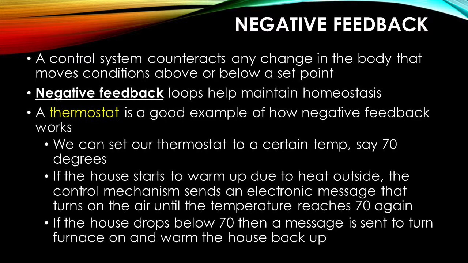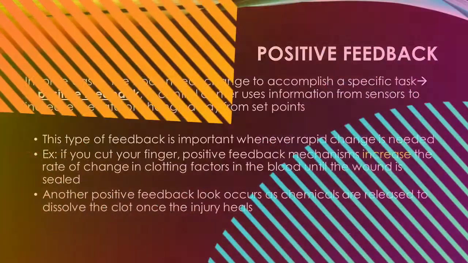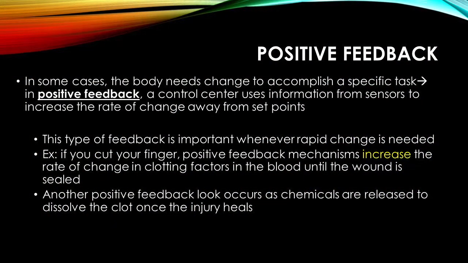Think about how a thermostat works. Let's say you set the thermostat at 70 degrees in your house. If the house starts to warm up due to heat outside, the control mechanism in the thermostat will send a signal that turns on the air until the temperature goes back to 70 again. If the house drops below 70, the heater will turn on until the house warms up to that set 70 degrees. In some cases, the body needs change to get a certain task done.